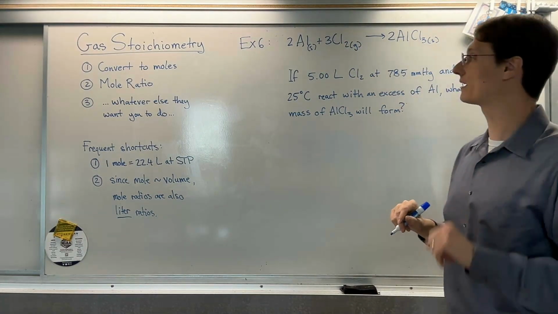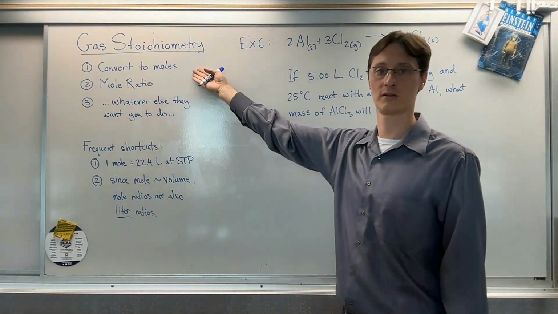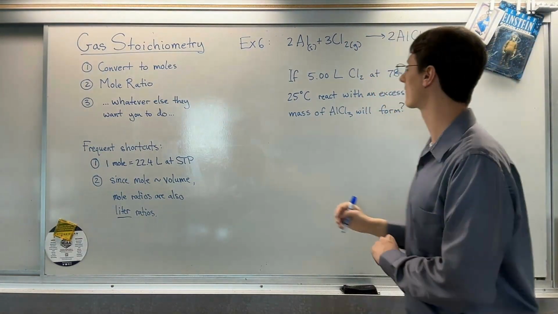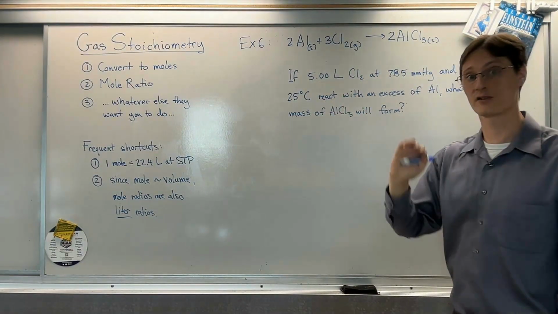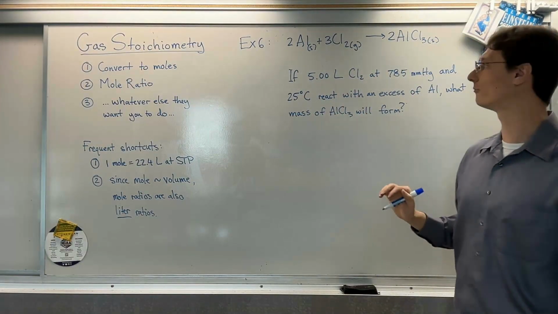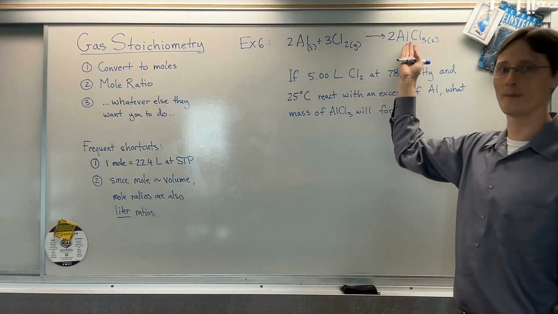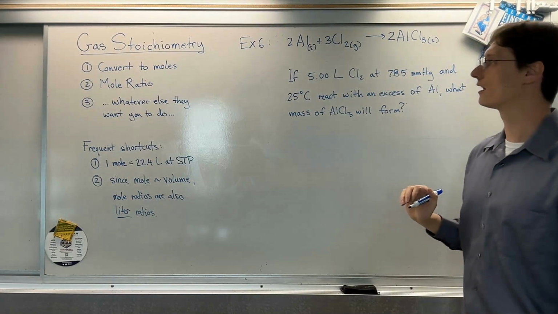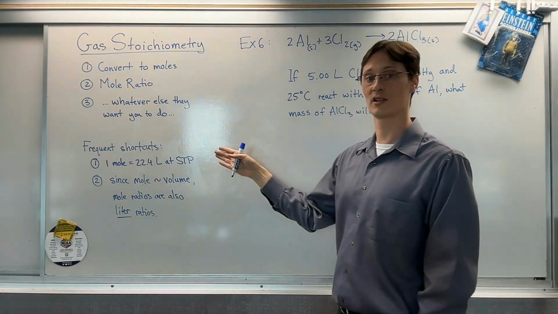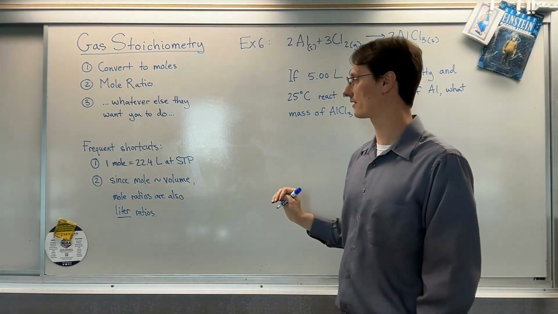First step in any stoichiometry problem is convert to moles, if you have to. Well, we have to. They told us that we've got 5 liters of chlorine. That's not a number of moles. And they're asking about a mass of some other substance, which is not a gas, right? So we won't be able to take actually either of these 2 shortcuts.